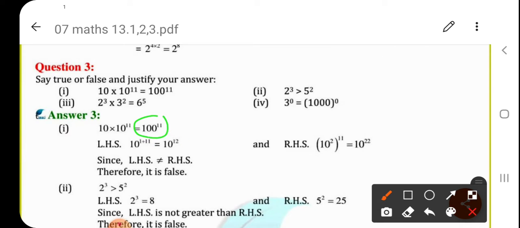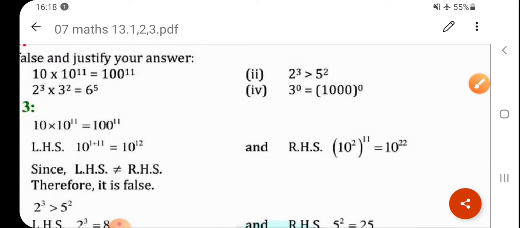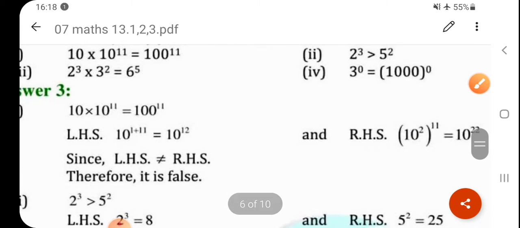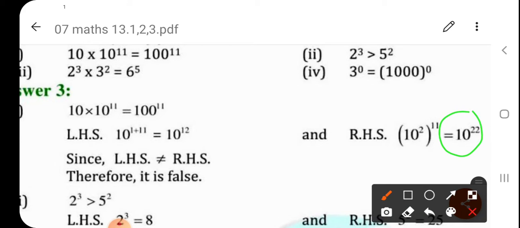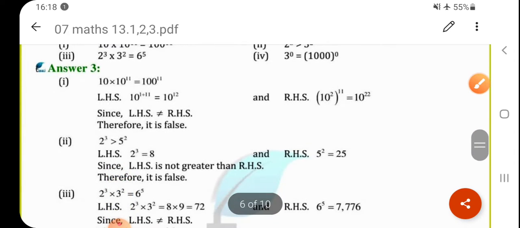And here 100 raised to 11. 100 you can write as 10 square. So 10 square, all raised to 11. Now it is power of power, so you have to multiply 11 into 2. That is 10 raised to 22. So both the sides are different. Here 10 raised to 22 and here 10 raised to 12. So it's false.